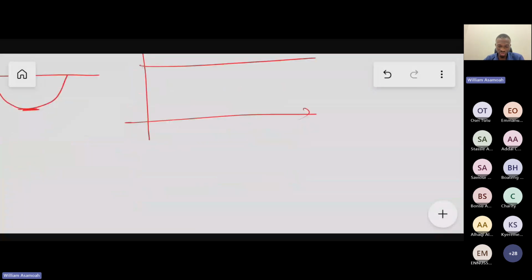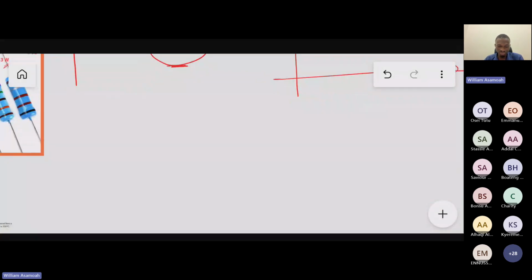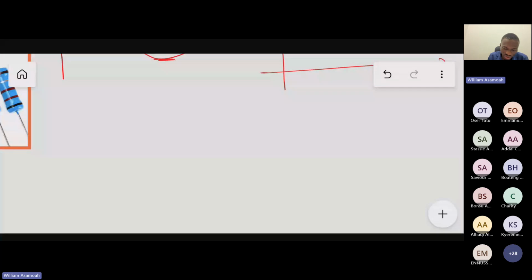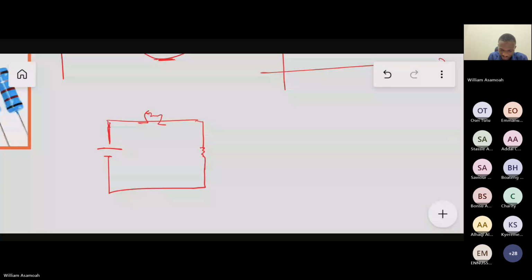Circuit. What is a circuit? All our devices work with a circuit, one circuit or the other, right? So a circuit is a closed loop with a battery and then wires connected to loads and whatever. It can have bulbs here, right? So that is a circuit. A circuit is a closed loop connected to a battery.